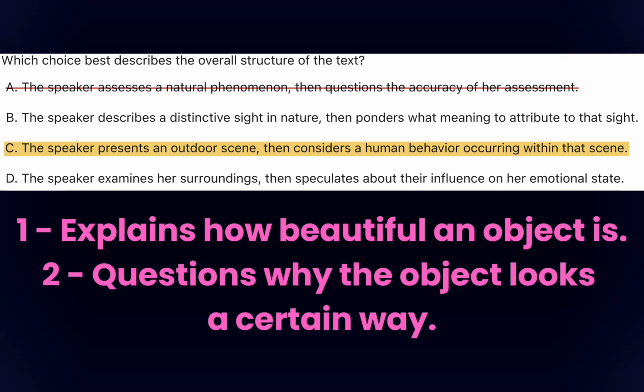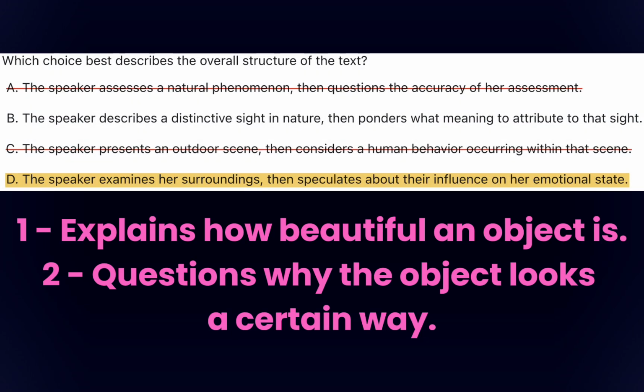Choice C. The speaker presents an outdoor scene, then considers a human behavior occurring within that scene. It does not mention the beauty of that object, and it does not question it. Choice D. The speaker examines her surroundings, then speculates about their influence on her emotional state. It does not mention the beauty of the object, and it does not question it.